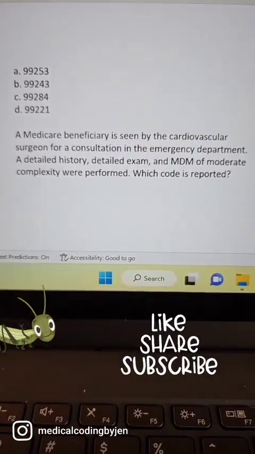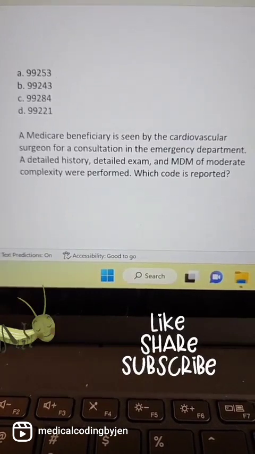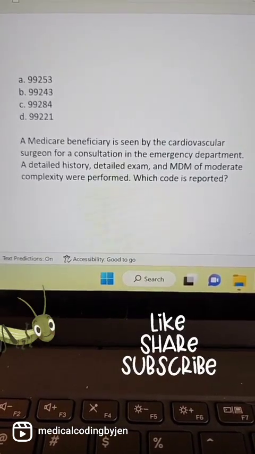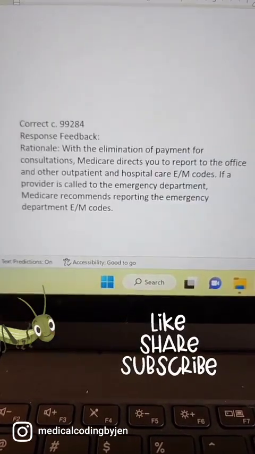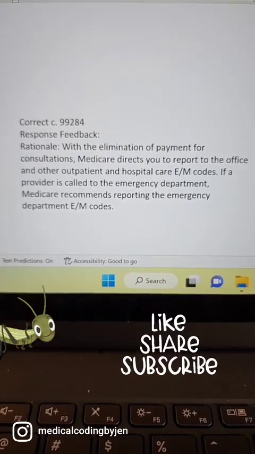Just one more for bonus. Medicare patients are super tricky. They do not pay for any consults, so you know right away it's just an ER visit.